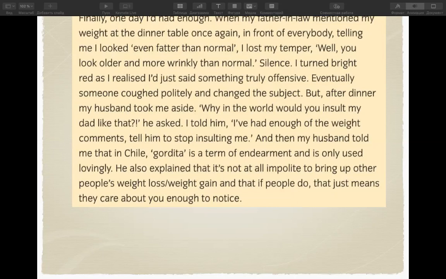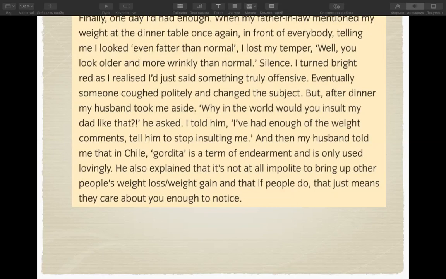He also explained that it's not at all impolite to bring up other people's weight loss or weight gain, and that if people do, that just means they care about you enough to notice.